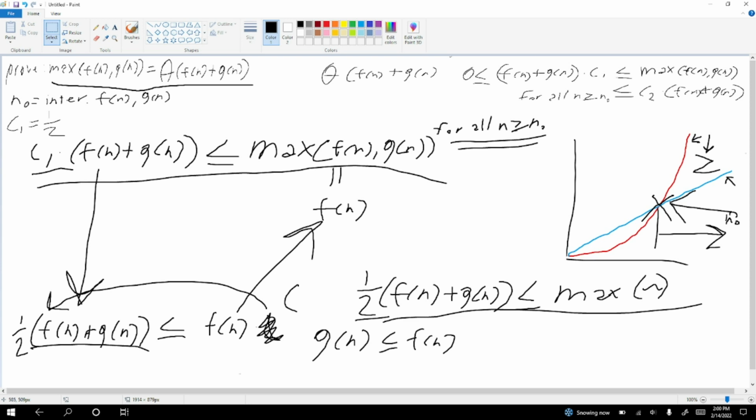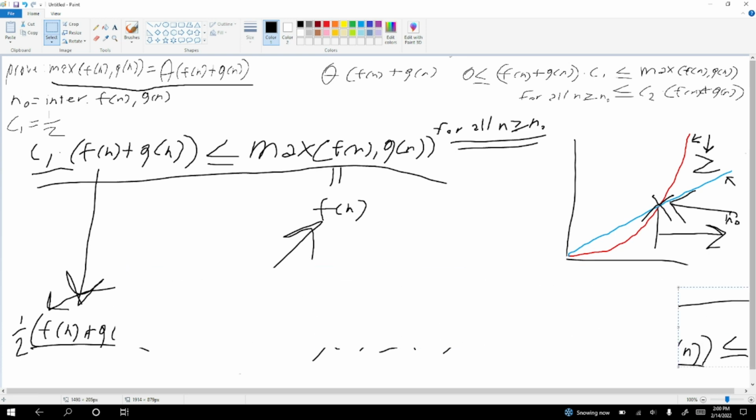No, we just went through and proved. Yep. Now we know what C1 is or can be. Picked a valid C1.